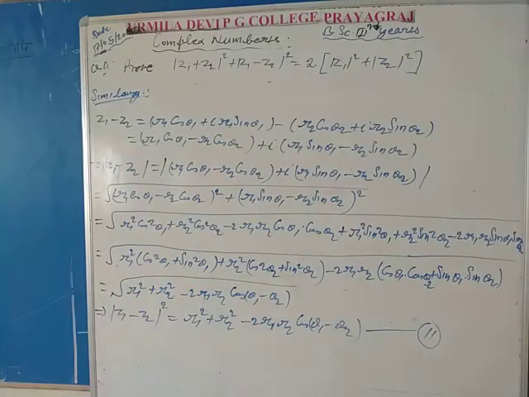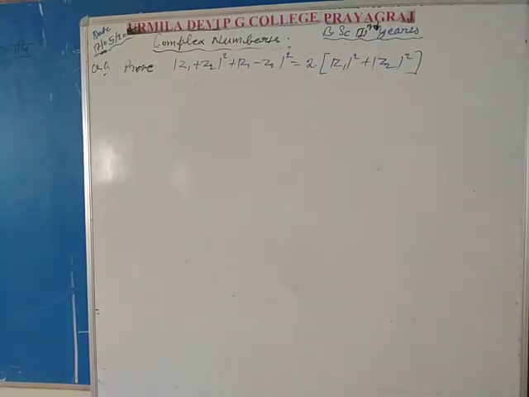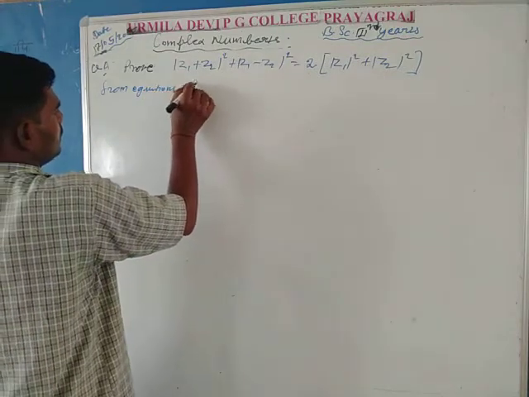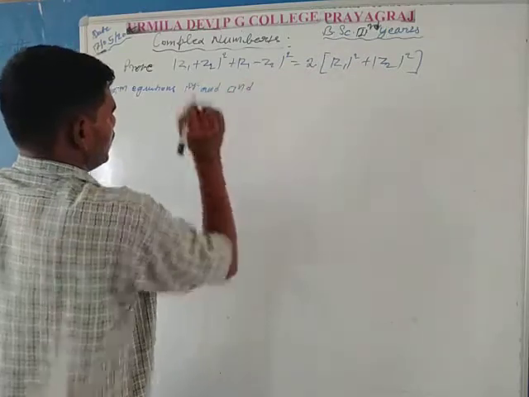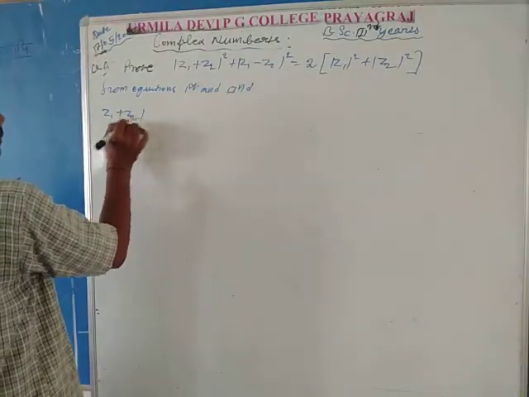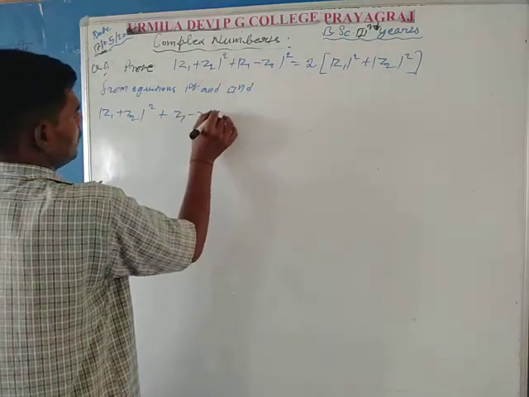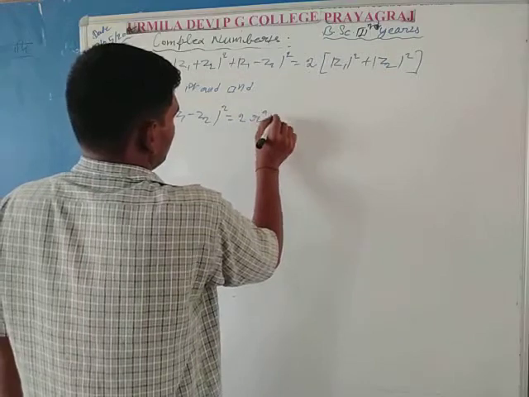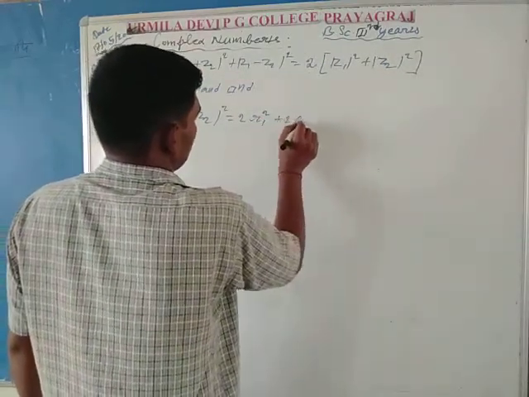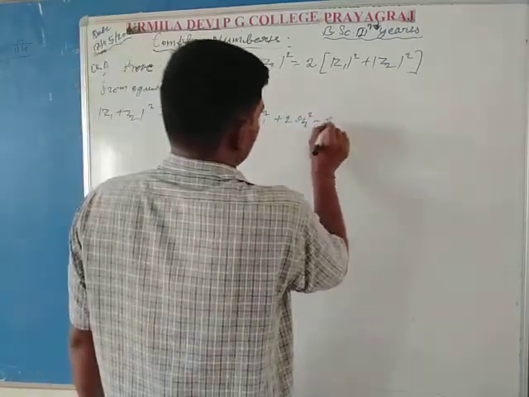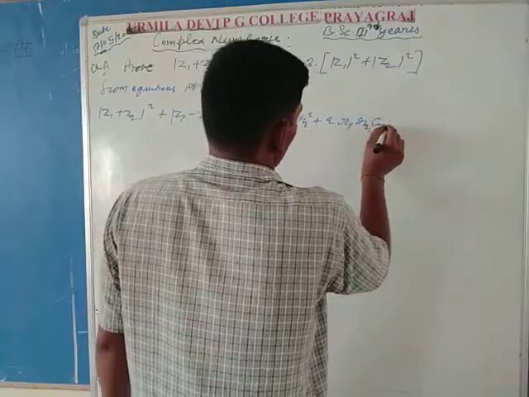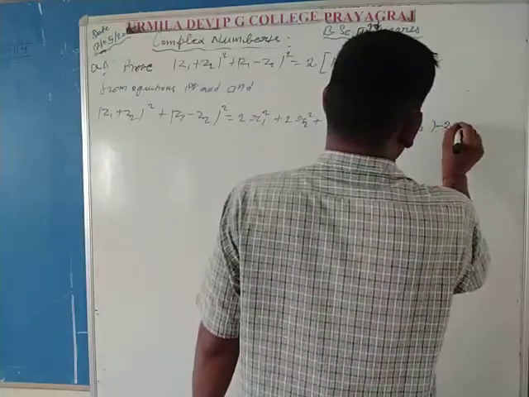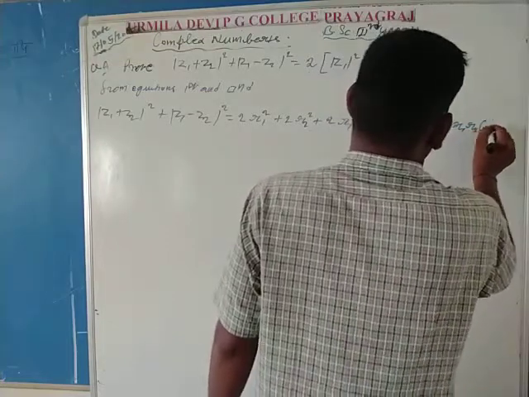Now from equation first and second, mod z1 plus z2 whole square plus mod z1 minus z2 whole square is equal to r1 square plus r2 square plus 2 times r1 r2 cos of theta 1 minus theta 2, minus 2 times r1 r2 cos of theta 1 minus theta 2.